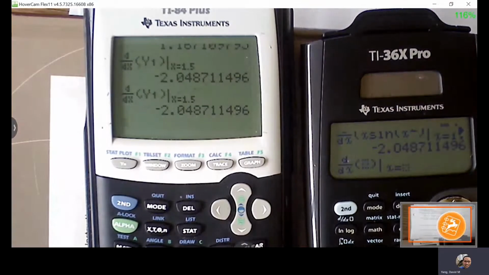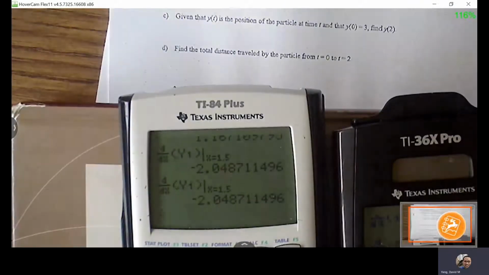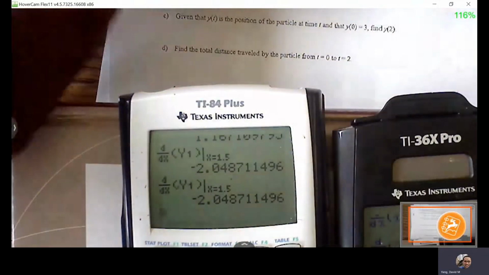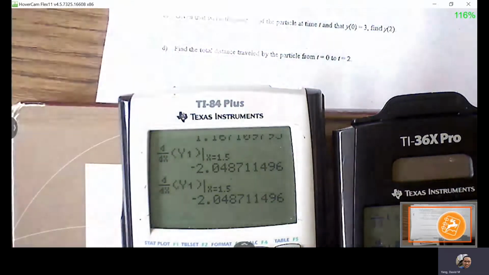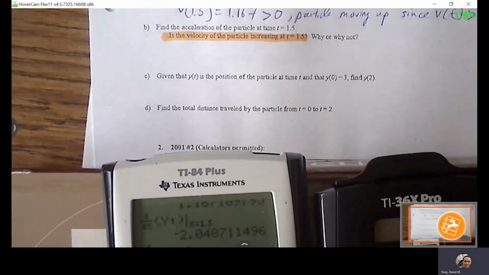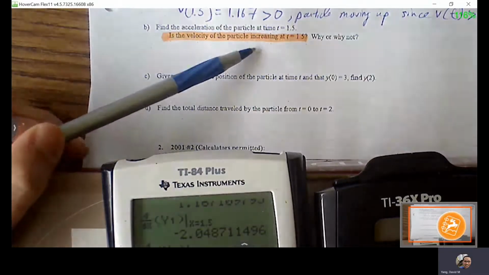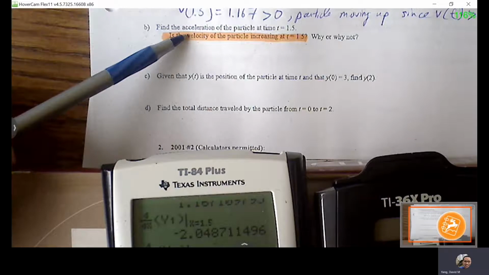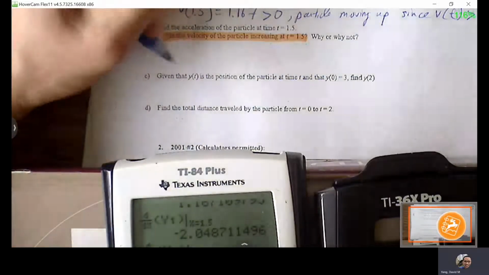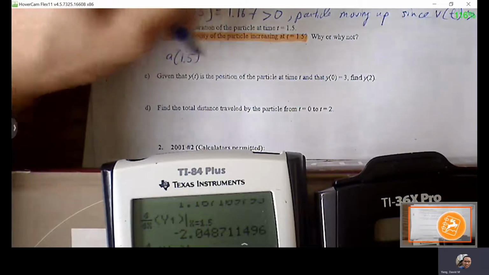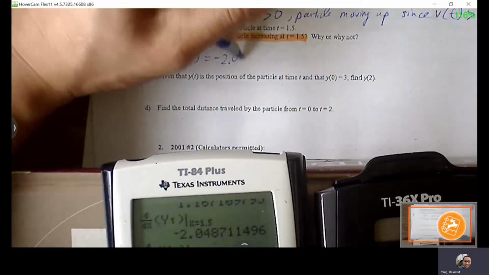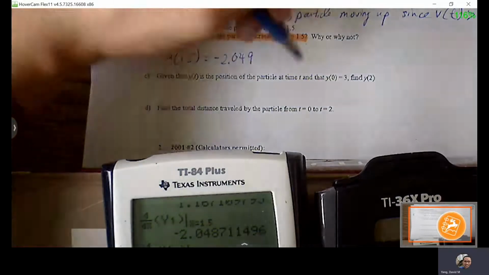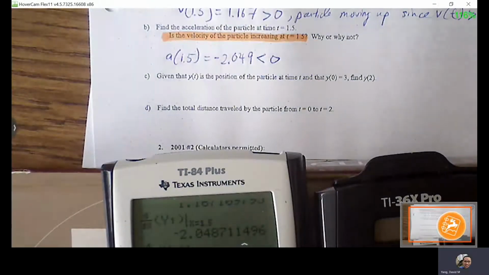All right. So that's our acceleration. Now, part B says, find the acceleration, and then is the velocity increasing at t equals 1.5? You see the word velocity there, but it's not really asking about velocity. It's asking about acceleration, because this is the rate of change of velocity, which is really acceleration. So we see acceleration is negative. Since a of 1.5 is negative 2.049, that's less than 0, since acceleration is negative, the velocity must be decreasing.